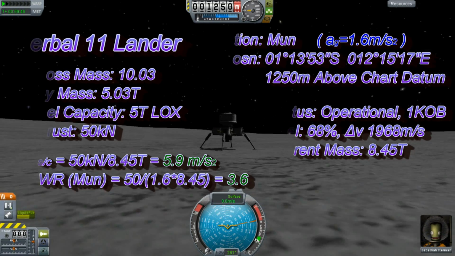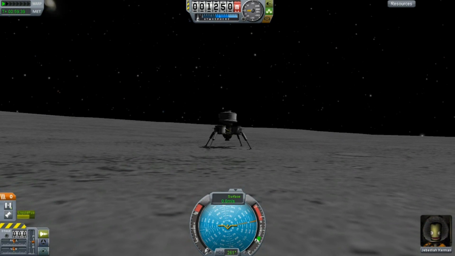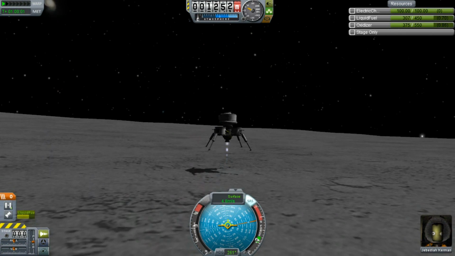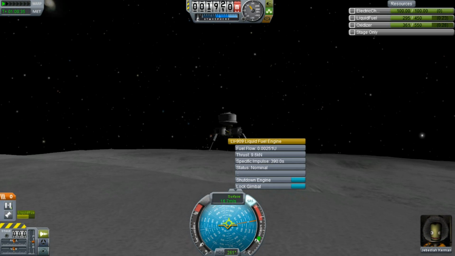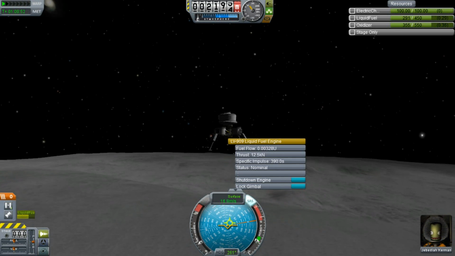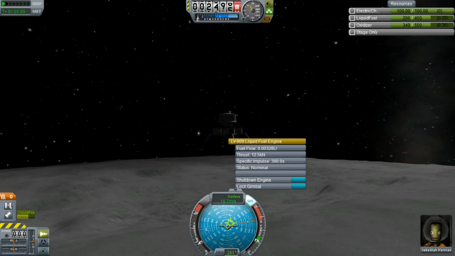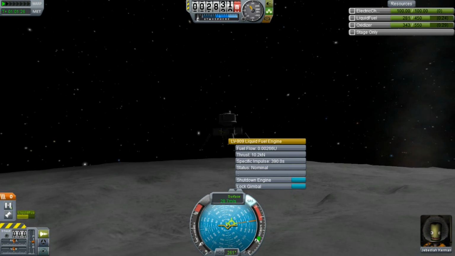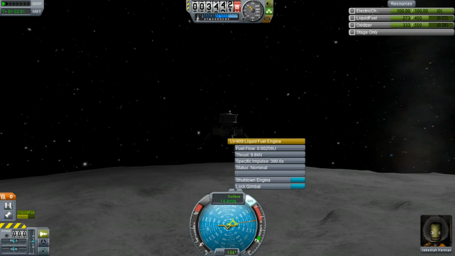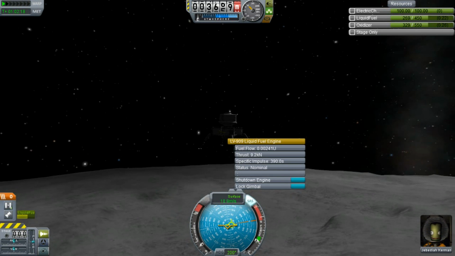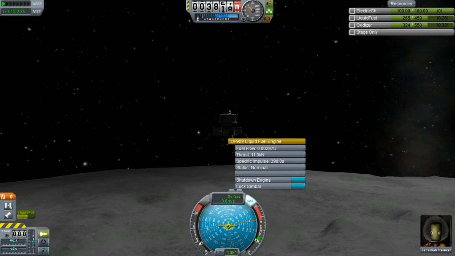So what I plan to do today is use this starting position to run a couple different ascent profiles to see how they differ in the amount of delta V burned, and that'll give us an indication of how much we're losing to gravity drag with each type of profile. So the first estimate we need to make is how much delta V do we need to get to our target altitude, in this case 4,000 meters above chart datum, which is about 2,750 meters above where we are now.